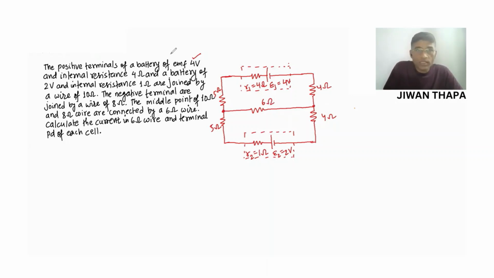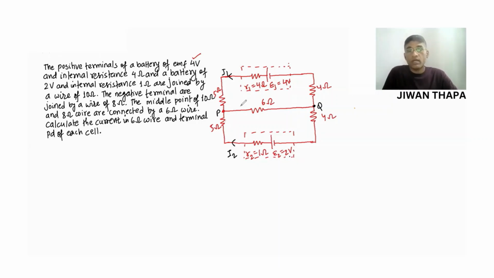Let us call this point P and this point Q. So we have this, and we are asked to find the current in the 6 ohm wire and the terminal PD of each cell. Now let us first assign the current in this circuit. So let I1 be the current given by the cell having EMF E1 along this direction, and let I2 be the current given by this cell in this direction.